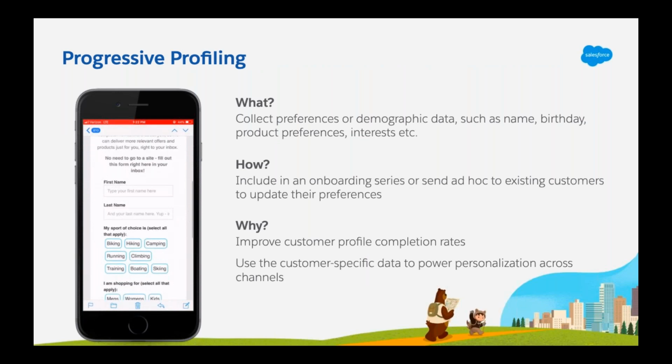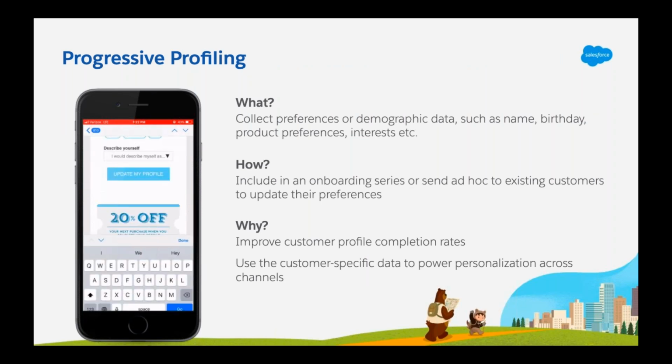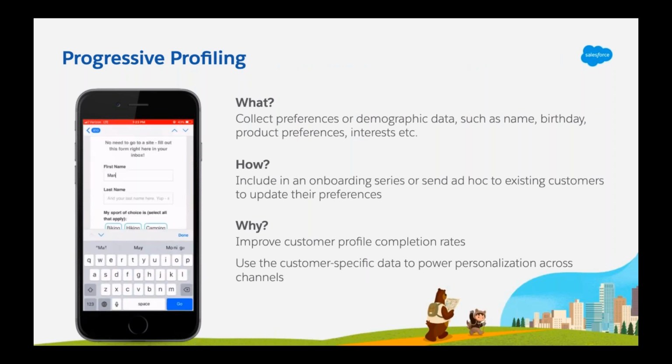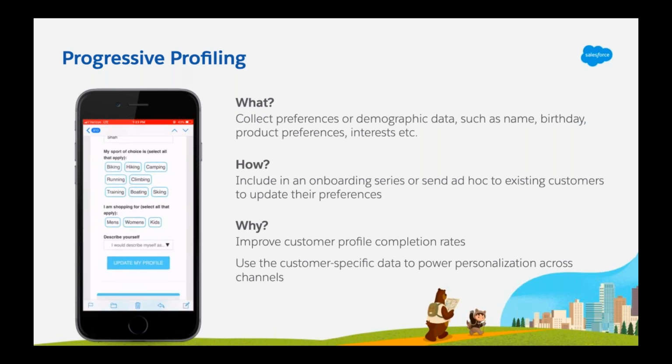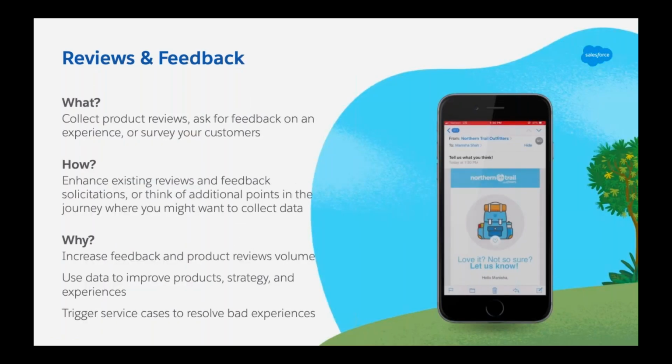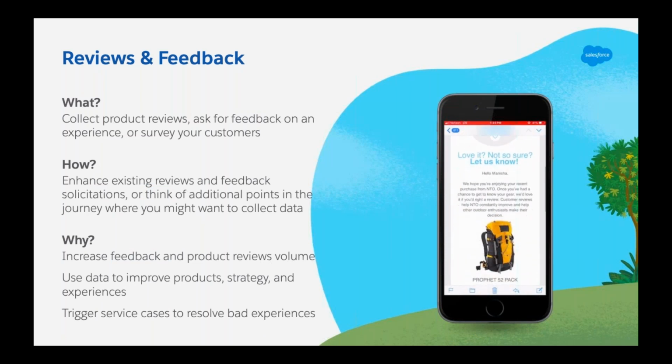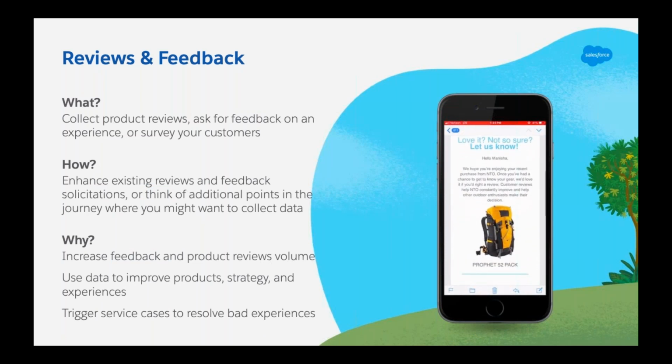The first is progressive profiling. So this is that welcome experience where you need, or perhaps some orphaned email addresses that you have that you want to fill out their profile. All you know is the email address. They may have made a purchase at some point. What can you find out about their demographics, who they are, other indicators that you can use to help personalize your communications with them. Reviews and feedback. This is one that we've seen a lot of success with some retail customers on product reviews.